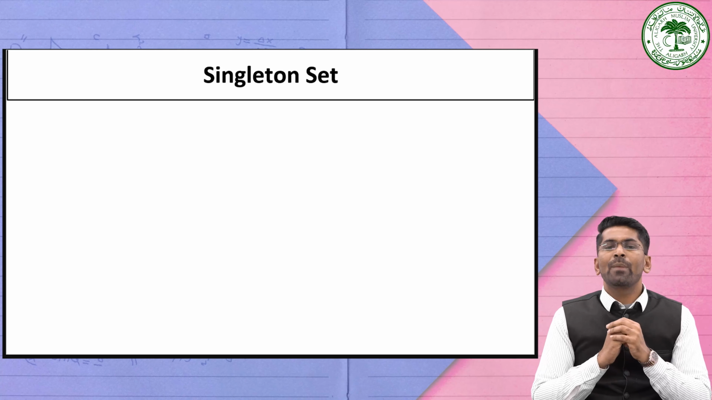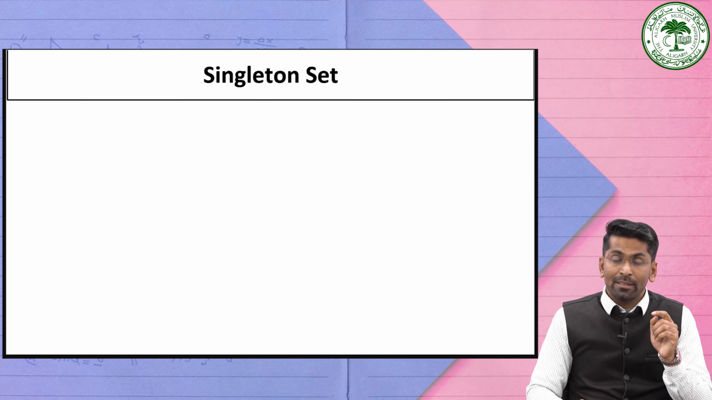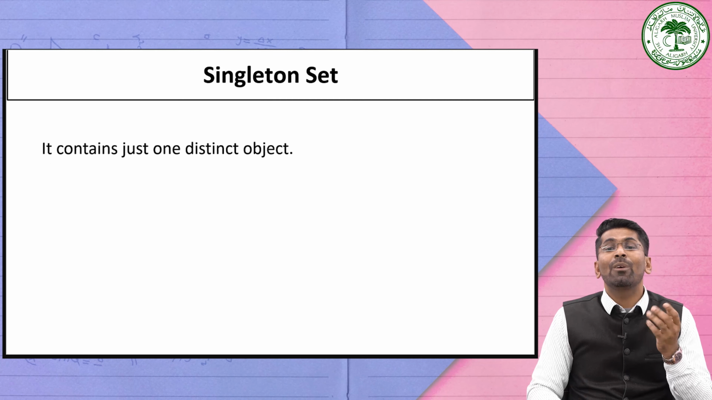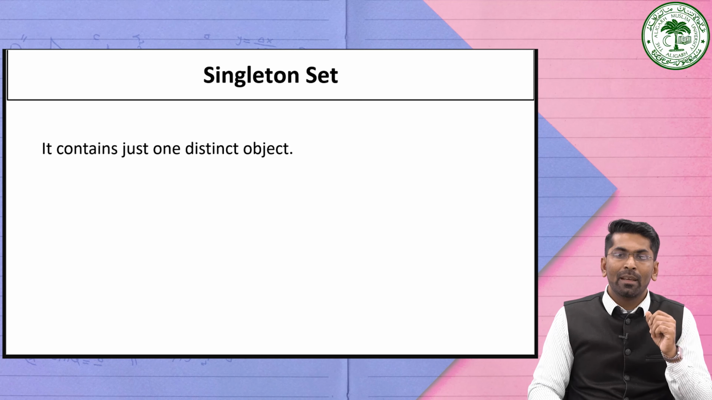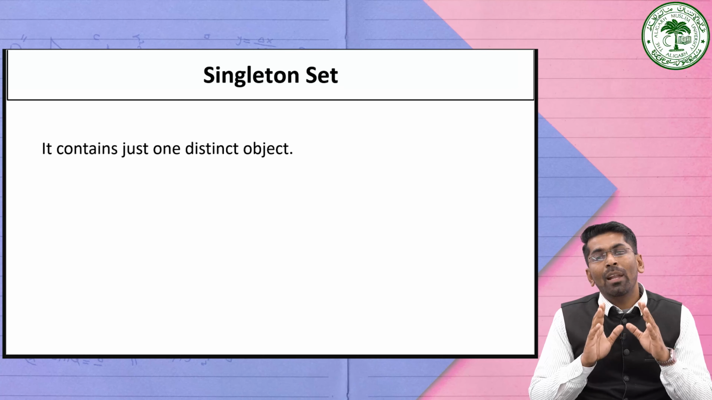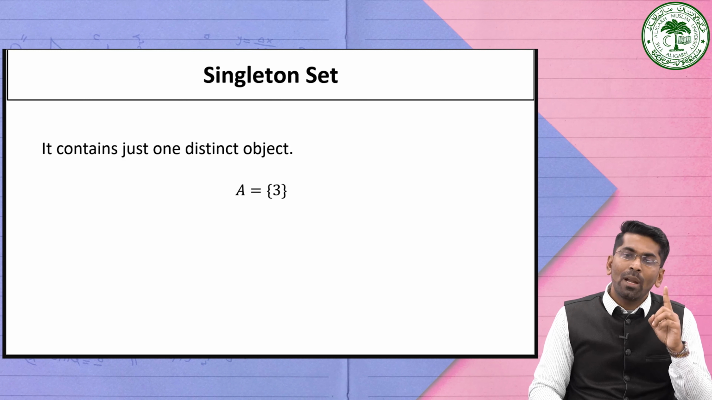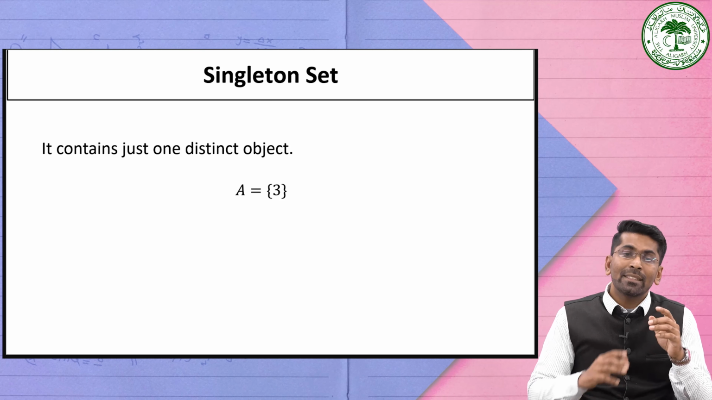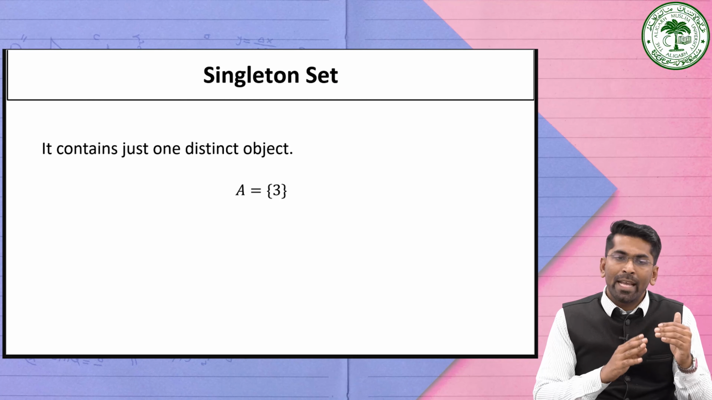Now let us consider another type of set which is known as a singleton set. A singleton set stands for singularity. And the name itself suggests that the set contains just one distinct object. It is a set that contains only one element. Let us consider one example: set A is equal to {3}. We have only one element, that is 3. It is a singleton set because it contains only one element, which is the natural number 3.